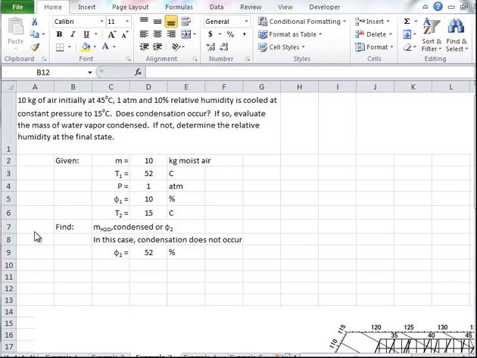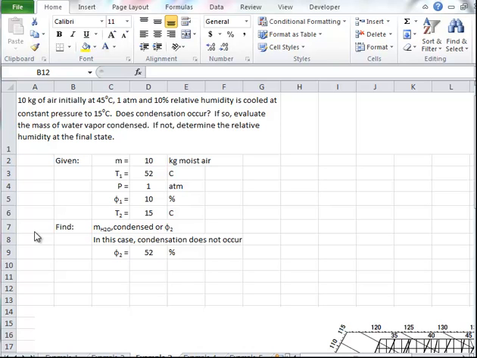Let's look at a couple of very simple examples using psychrometric charts. In this case, I've got a mass of air, and I'll say 10 kilograms of air. It's at 45 degrees C, 1 atmosphere, so the psychrometric chart is applicable. And I have 10% relative humidity. It's cooled at a constant pressure to 15 degrees C. And what I want to know is, does condensation occur?